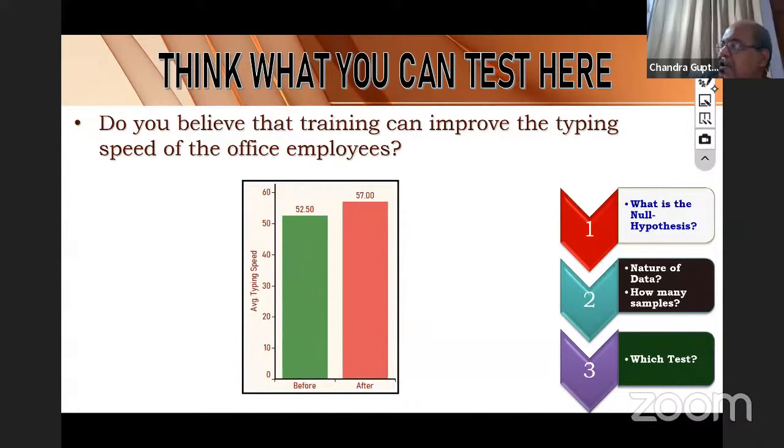Do you believe that training can improve the typing speed of the office employees? Related samples, unrelated samples. Paired t-test, yes. That you can easily do in SPSS. You can apply the paired t-test.